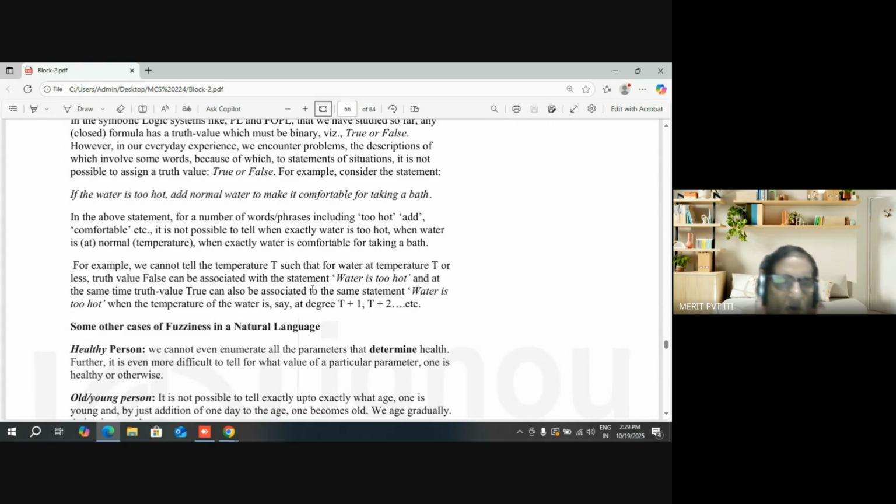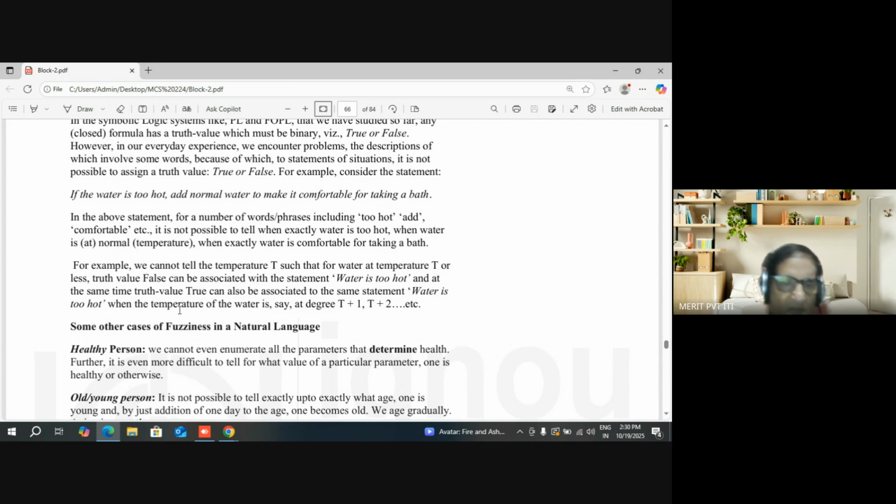If the water is too hot, add normal water to make it comfortable for taking a bath. In the above statement, a number of words and phrases are included: too hot, add, comfortable, etc. It is not possible to tell when exactly water is too hot, when water is at normal temperature, and when exactly water is comfortable to take a bath. For example, we cannot tell the temperature T such that for water at temperature T or less, the truth value false can be associated with the statement water is too hot, and at the same time the truth value true can be associated with the same statement.